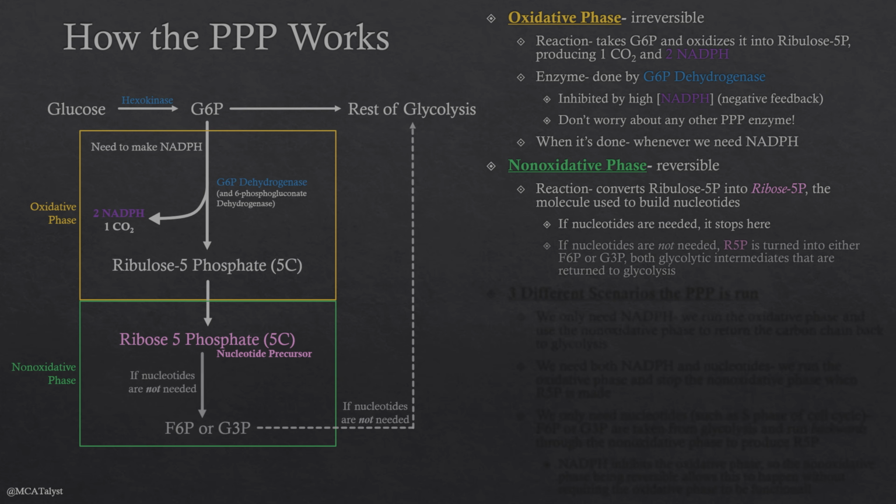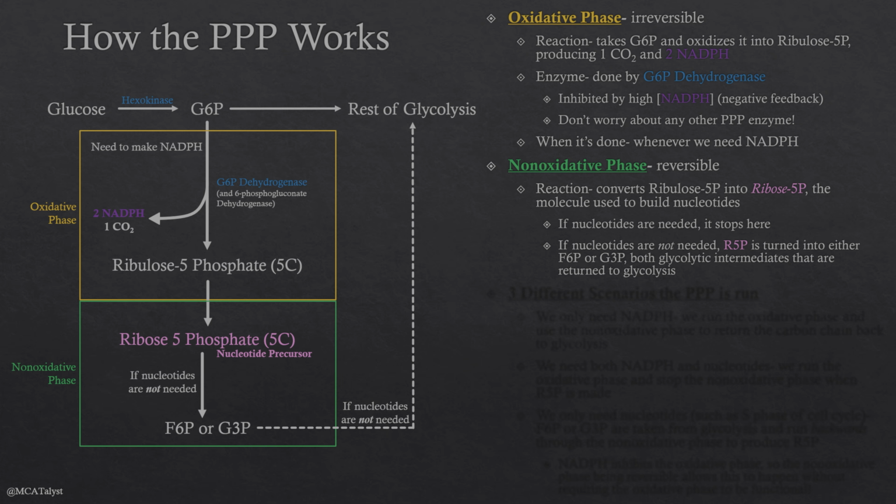If we don't need nucleotides, we're basically going to start sending this through some other reactions to turn it into F6P or G3P. So because they're glycolytic intermediates, if we don't need these nucleotides, we can basically just return them straight into the rest of glycolysis. So basically, within the non-oxidative phase, we're either going to be returning the carbon chain back to glycolysis, or we're going to be leaving it as R5P in order to build nucleotides.